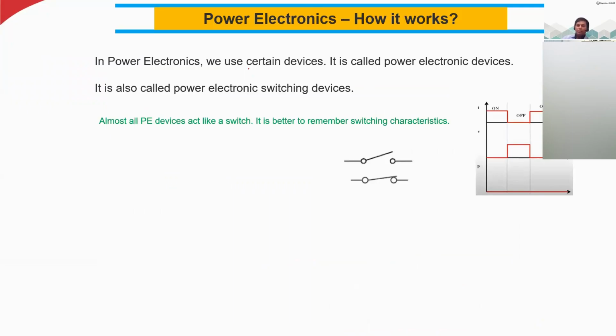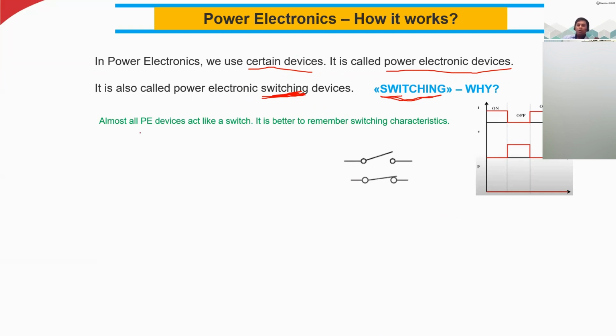Electronics, we use certain devices. It's called power electronic devices. These power electronic devices are also called power electronic switching devices. You should know there is a new term I'm introducing here now. It's called switching. So why do we have this new term, switching?